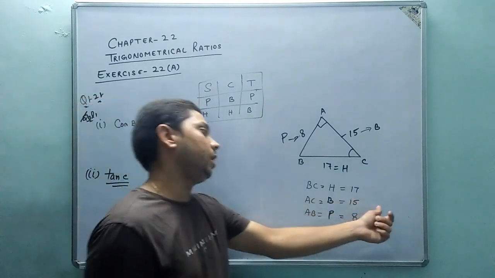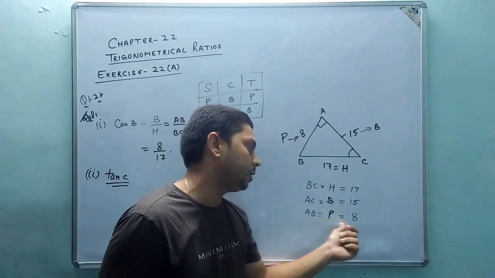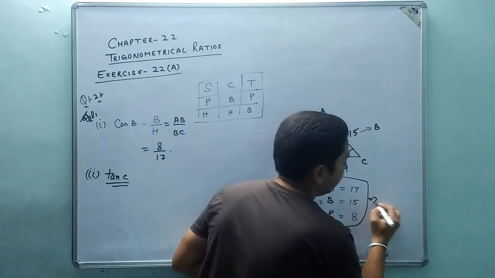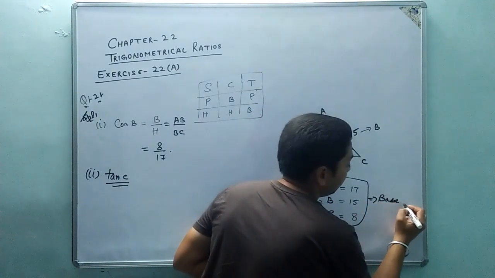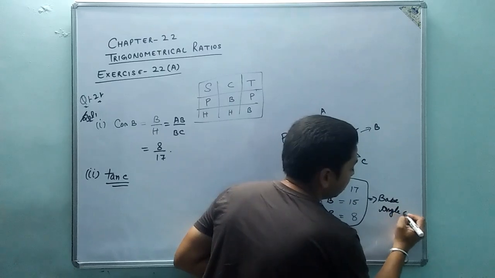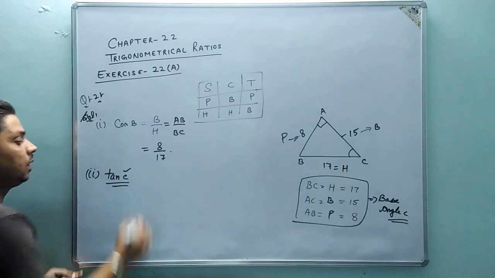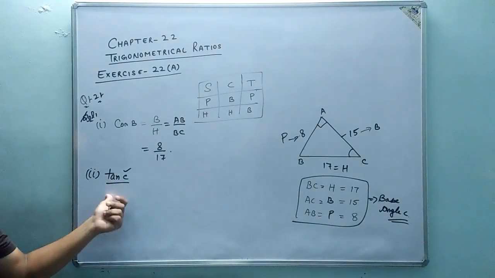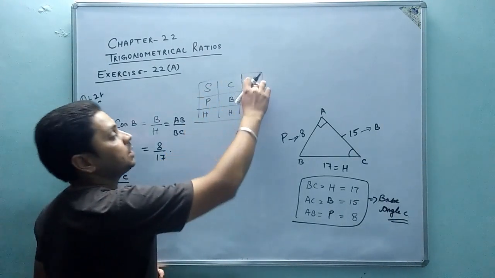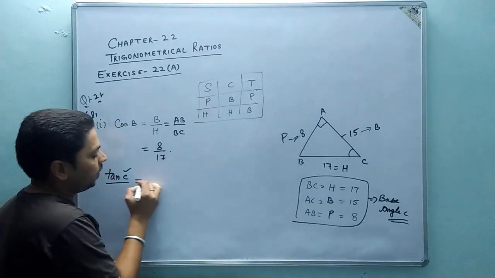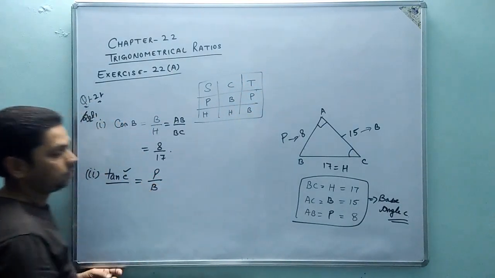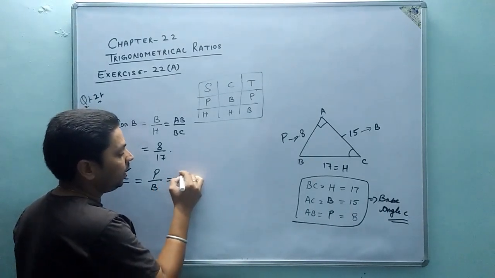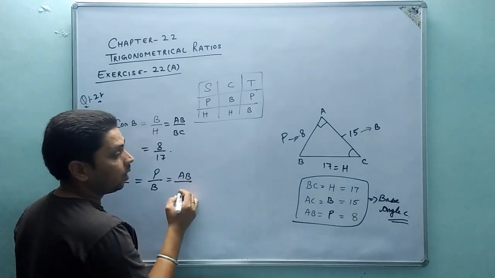Now this is your perpendicular and this is your base. AC is your base and AB is your perpendicular, which is the case when we take the base angle C, because it is asked in the question that we have to take the base angle C. So what is tan of C? Tan is perpendicular upon base. So what is perpendicular? Perpendicular is equal to AB upon BC.